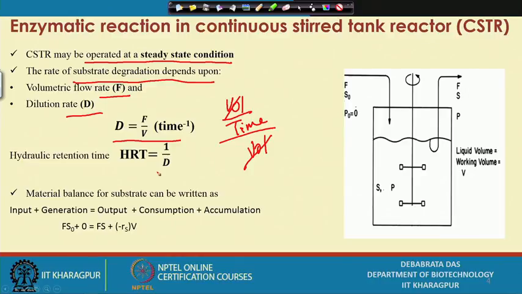Now, how can we do the material balance? The same formula we can have: rate of input plus rate of generation equals rate of output plus rate of consumption plus accumulation. Since we are doing the substrate balance, in case of substrate, no substrate generation is there. So, we can write rate of input F into S0. What is the output? F into S. F into S is the output. You can see this is the input that we have. And what is the consumption of substrate? Minus Rs into V.